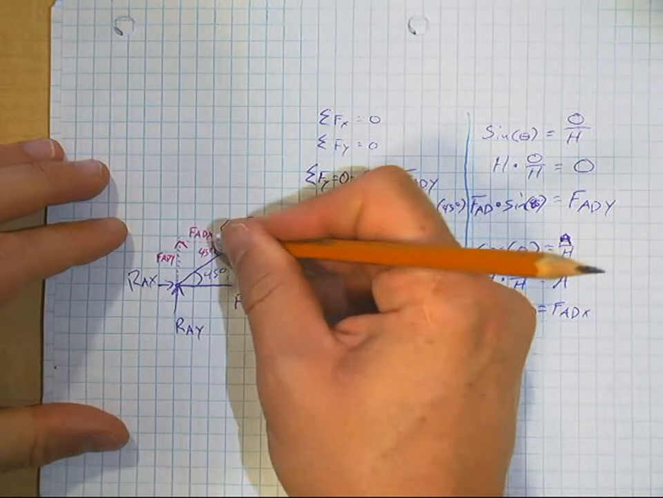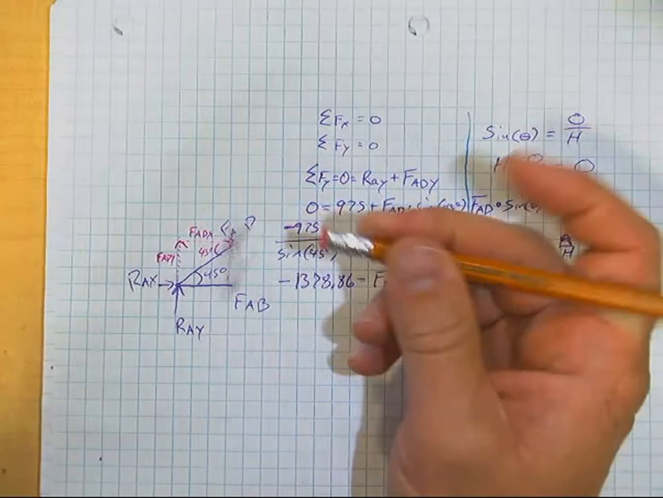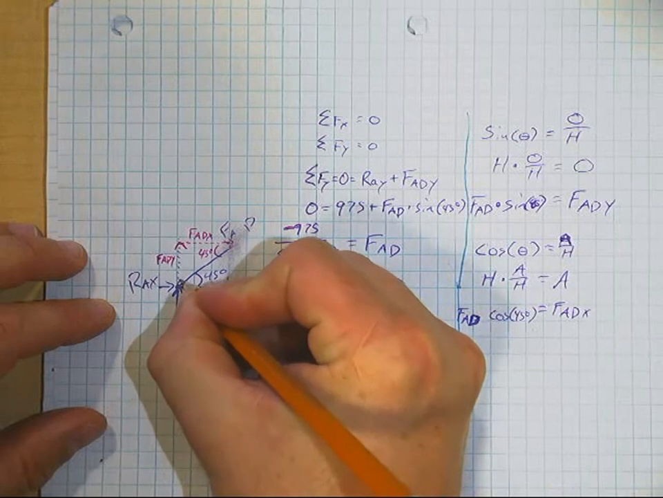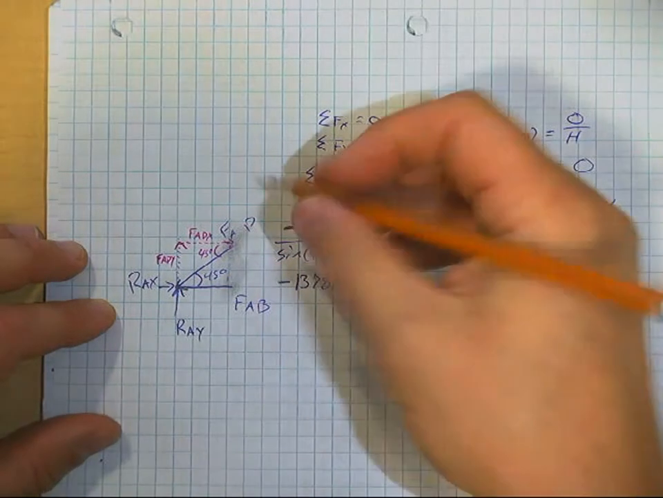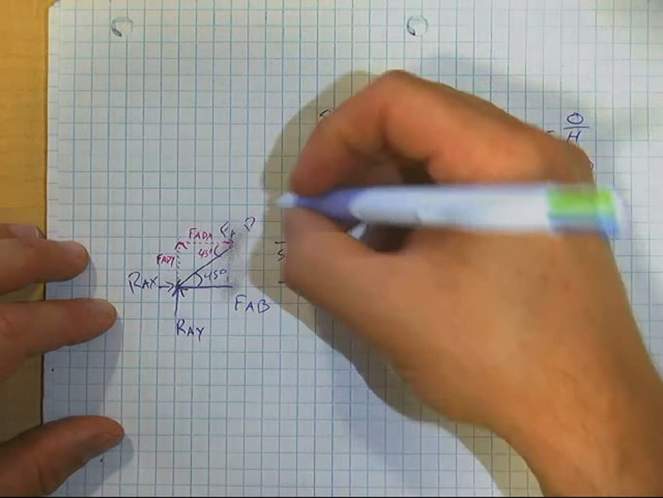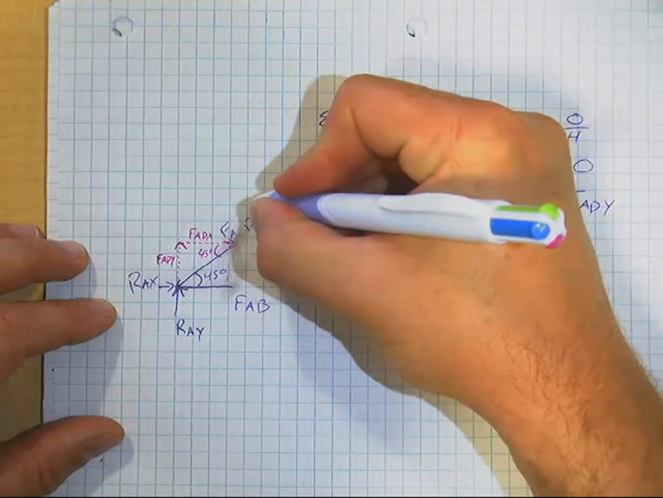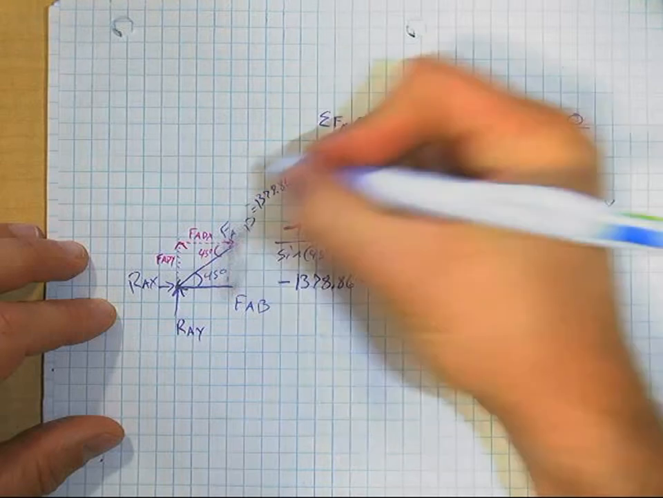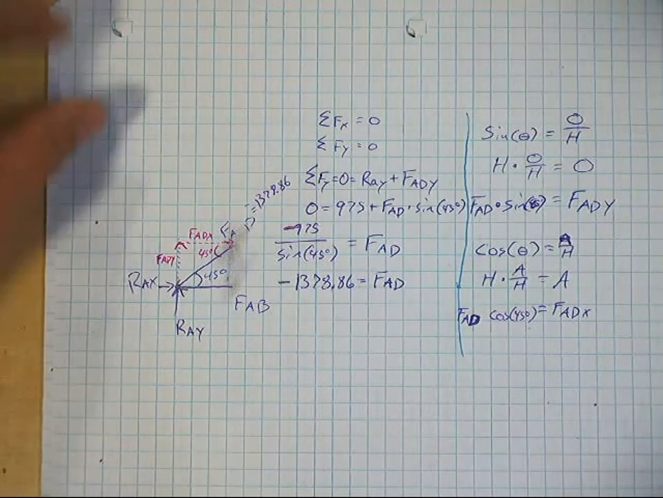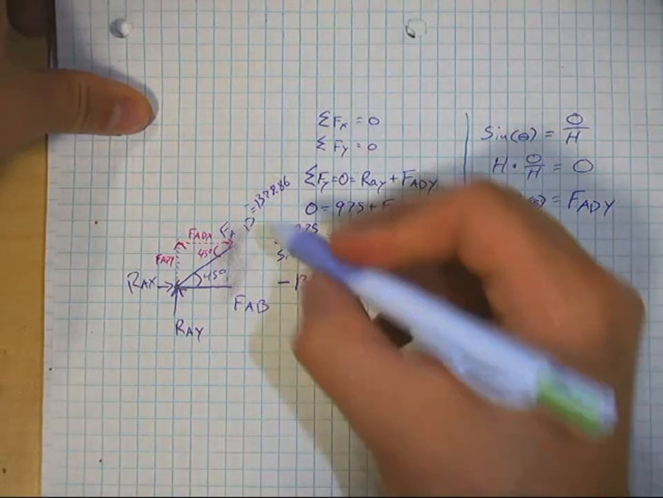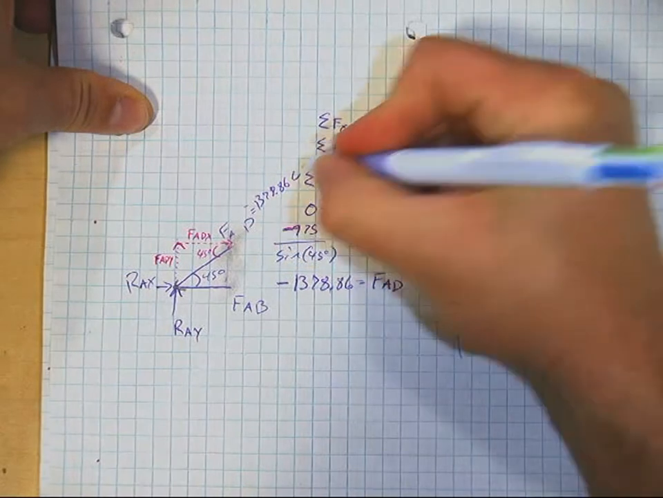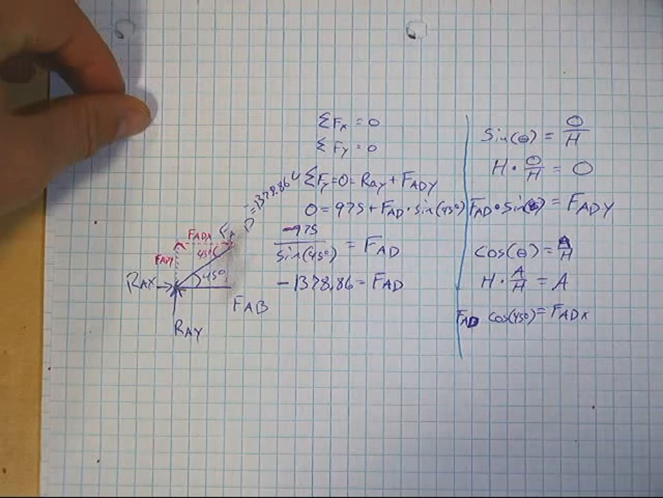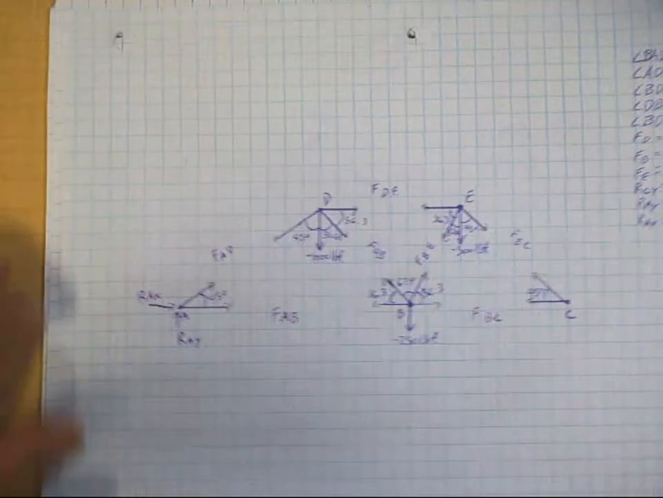So we go ahead and change the direction of the arrows. We know that FAD is equal to 1378.86, and that's negative. However, instead of notating it as negative, we want to just put a C after it to show that it's in compression. Then we're going to update our original diagram.